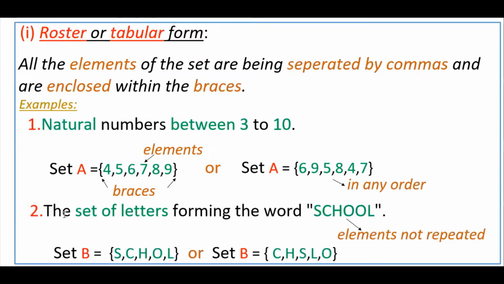And the second example is the set of letters forming the word school. If you see this word, here you have to write the elements, those are the letters of this word. So if you see here, O is repeating here 2 times.